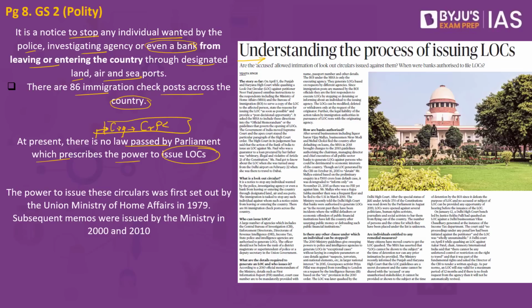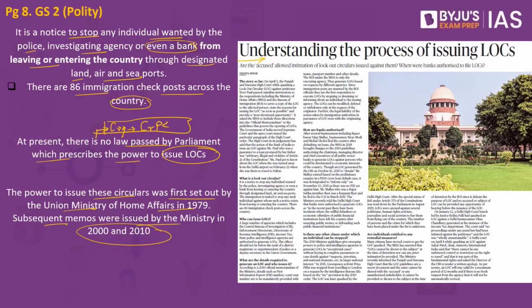What we have at present is that the power to issue these circulars was first set up by the Union Ministry of Home Affairs in 1979. Subsequent memos were issued by the ministry in 2000 and 2010. On the basis of these guidelines and memorandums issued by the Ministry of Home Affairs, lookout circulars are proceeded with. So remember, we do not have a law. All that we have is the discretion of the executive, which can use it to make sure that a particular person does not leave the country. The concept of LOC is totally different from any other statutory provision.